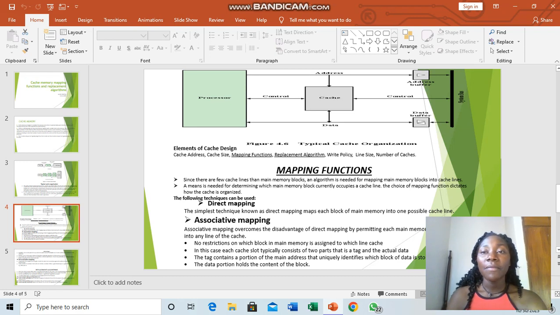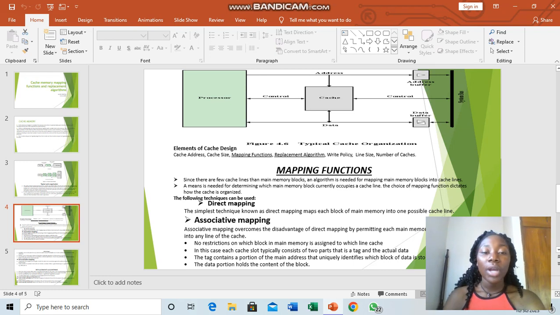So let's talk about mapping functions. Since there are fewer cache lines than main memory blocks, an algorithm is needed for mapping main memory blocks into cache lines. A means is needed for determining which main memory block currently occupies a cache line. The choice of mapping function dictates how the cache is organized. We have different types of mapping functions, also known as techniques of mapping: direct mapping, associative mapping, and set associative mapping.